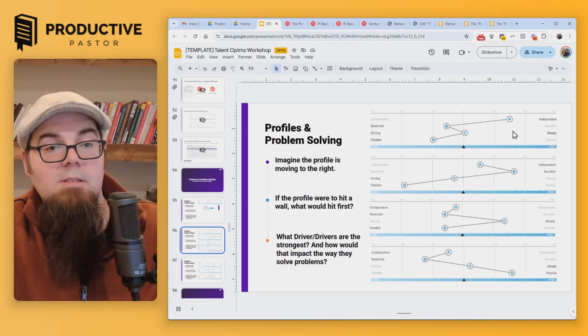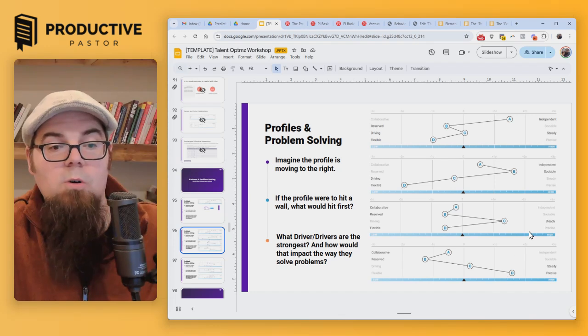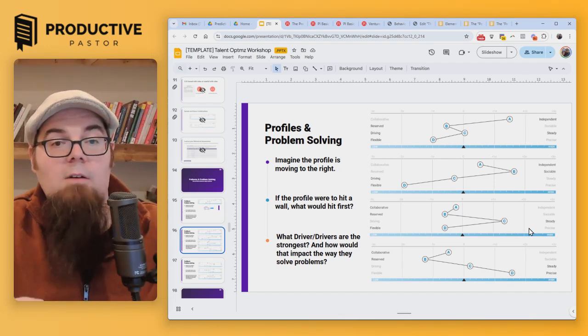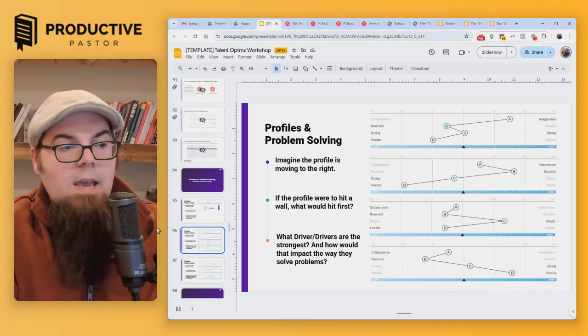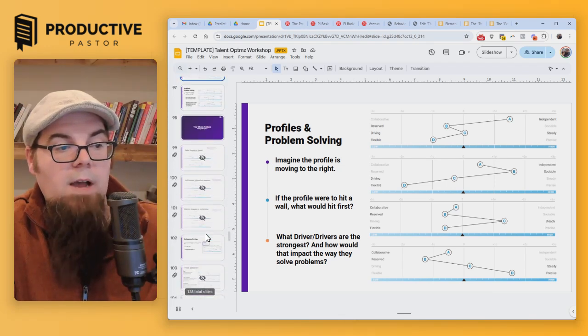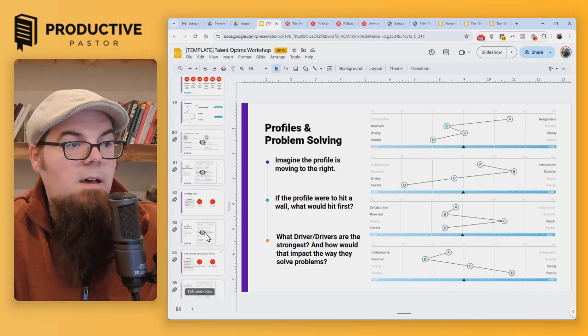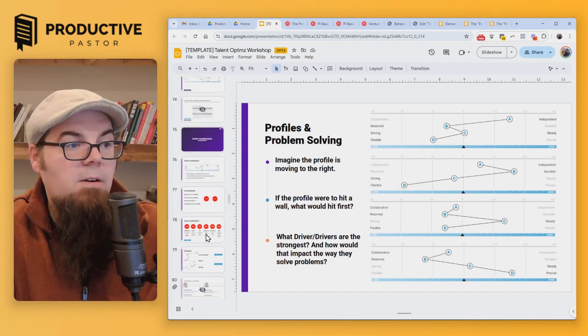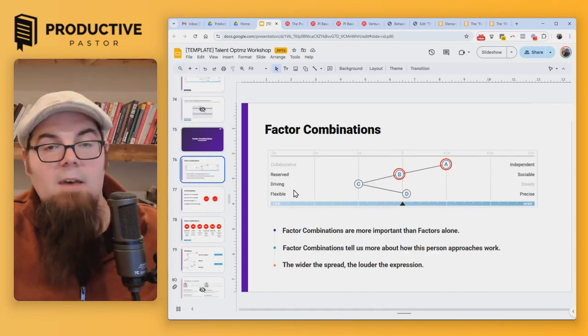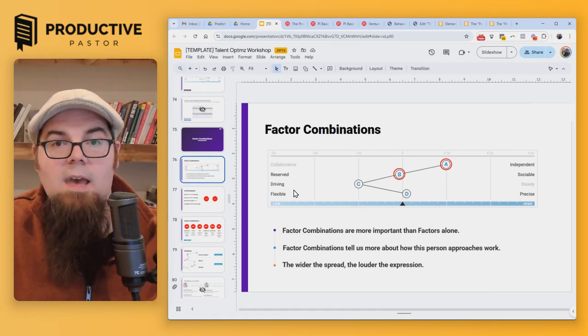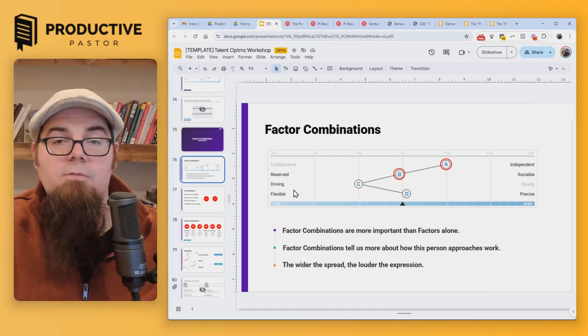And so you can see how this is a really useful tool to figure out how people could problem solve. And so that's how you can read a profile. There's a very easy acronym that we can follow here called DFCP. D is for dots. F is for factors.